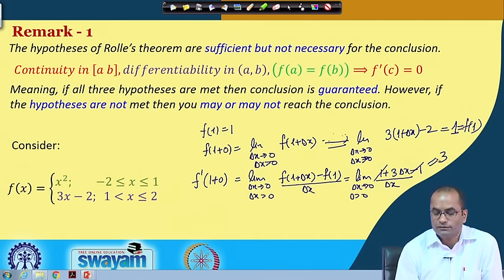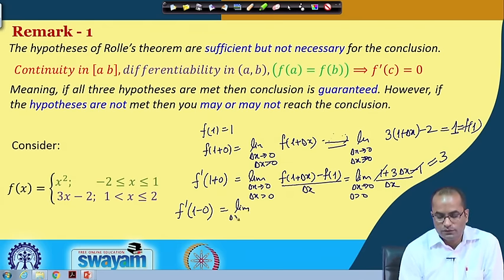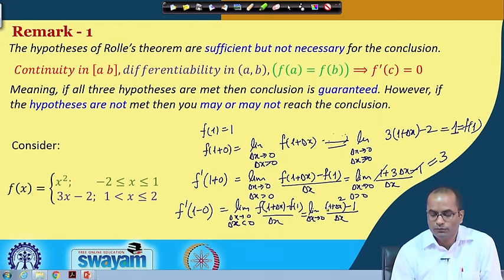So this gets cancelled, and this value here is nothing but 3. So the right side derivative of this function is 3, whereas the left hand derivative, f'(1-0), which is a notation, is the limit as delta x goes to 0 with delta x negative. What will happen to this one? Here you again have f(1 + delta x) minus f(1) by delta x, but now f(1 + delta x), since delta x is negative, will be computed from x squared. So we have the limit as delta x goes to 0 of (1 + delta x) whole squared minus 1, divided by delta x. When you expand this, there will be 1 plus delta x squared plus 2 delta x terms, the 1 will get cancelled, and this 2 delta x divided by delta x will give you 2, and the rest, because of the limit, will go to 0.